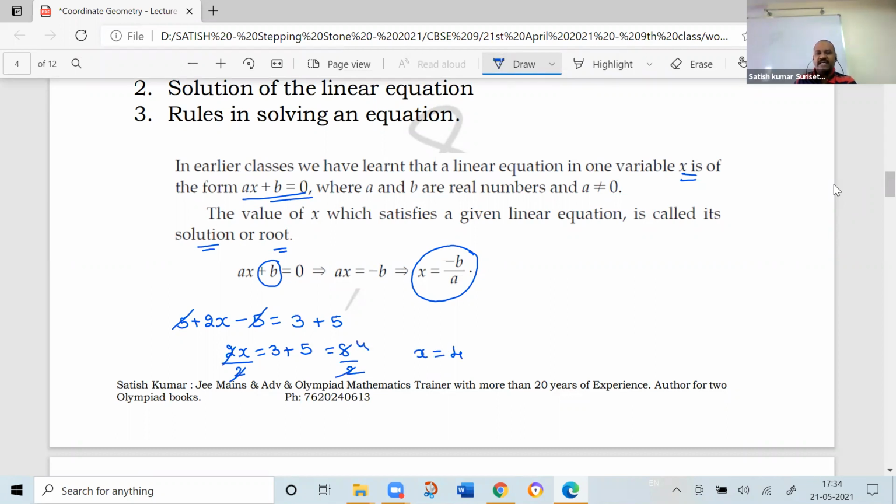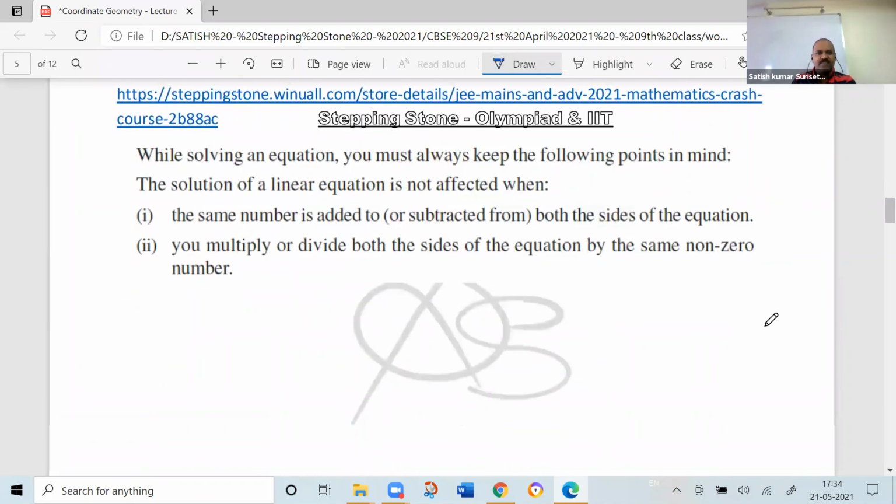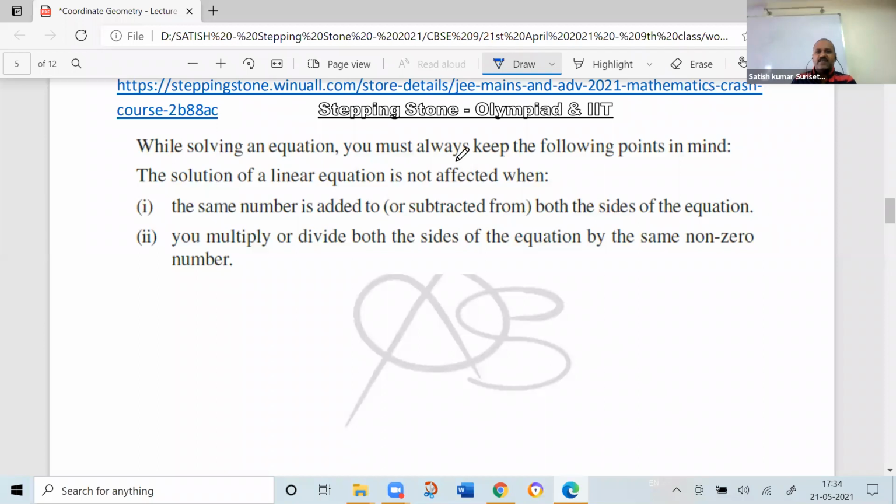That means for any equation, you can add or subtract on both sides, or you can divide on both sides by a non-zero number. Those are the rules. This is what you know before. While solving an equation, you must always keep the following points in mind. The solution of a linear equation is not affected when the same number is added to or subtracted from both sides of the equation. You can also multiply or divide both sides of the equation by the same non-zero number.